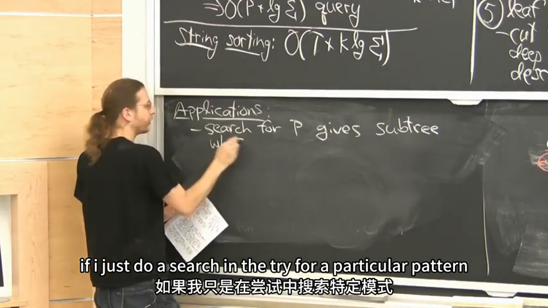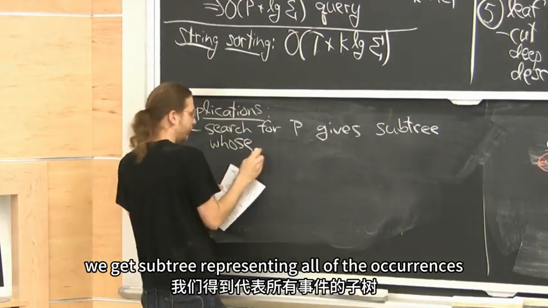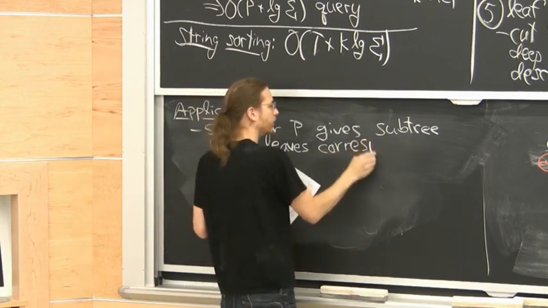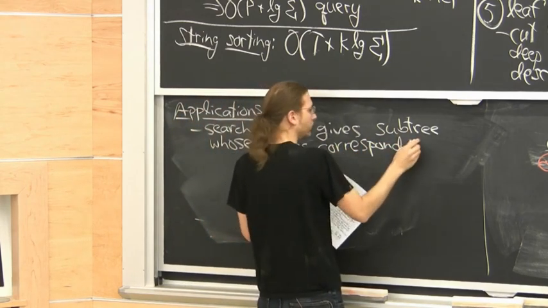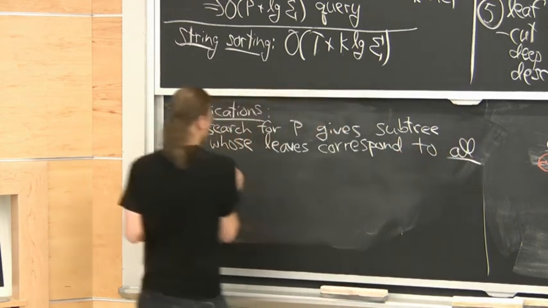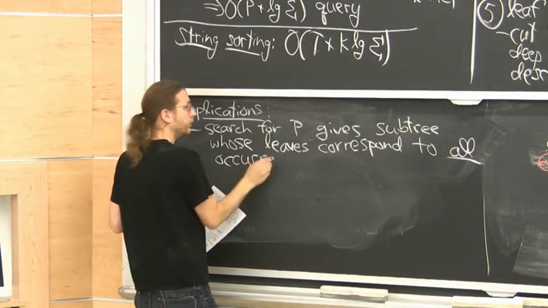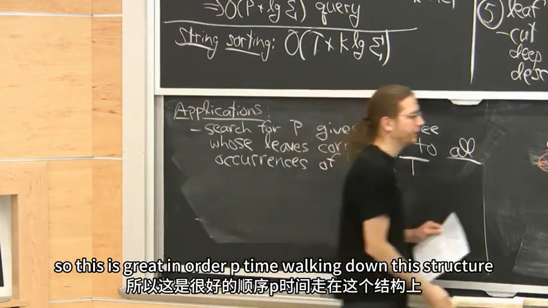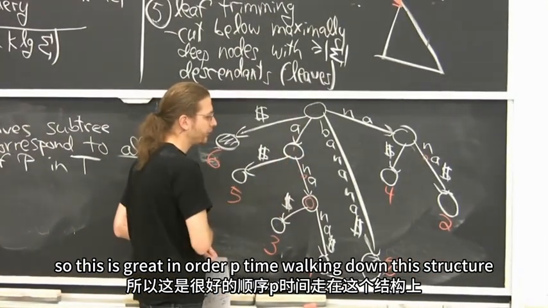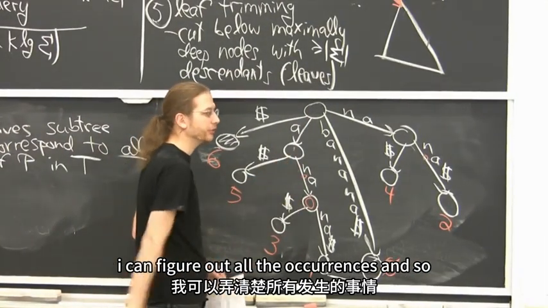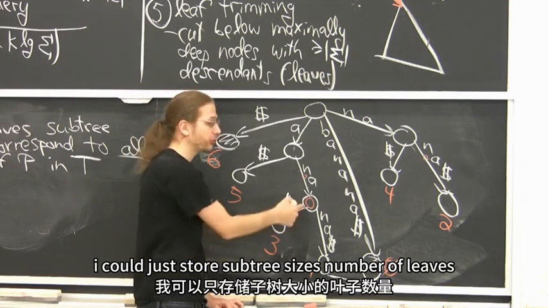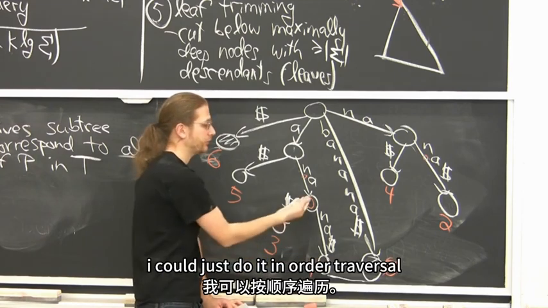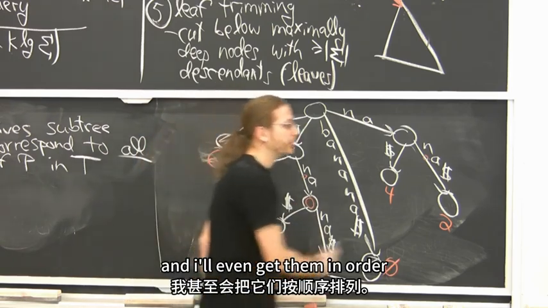If I just do a search in the trie for a particular pattern, we get a subtree representing all of the occurrences of P in T. So this is great. In order P time, walking down this structure, I can figure out all the occurrences. And so then if I wanted to know how many there were, I could just store subtree sizes, number of leaves below every node. If I wanted to list them, I could just do an in-order traversal. And I'll even get them in order.